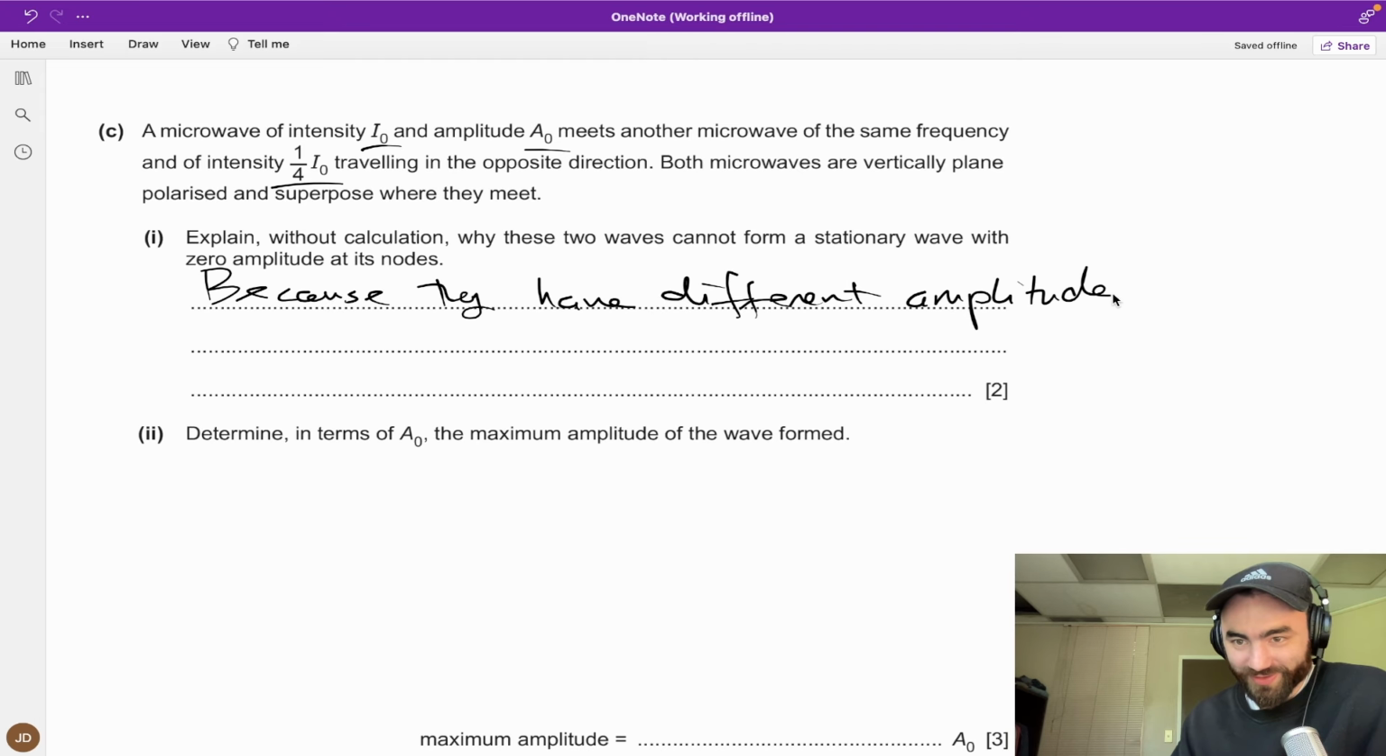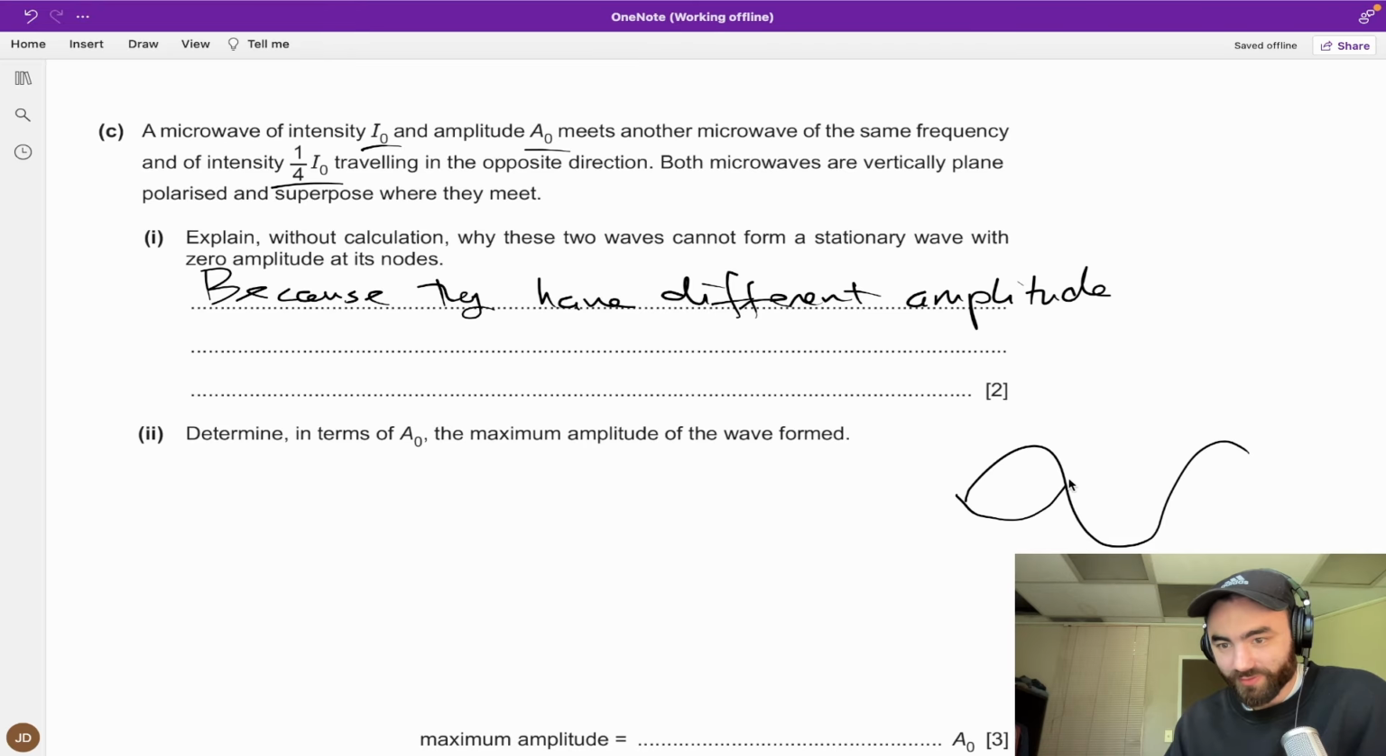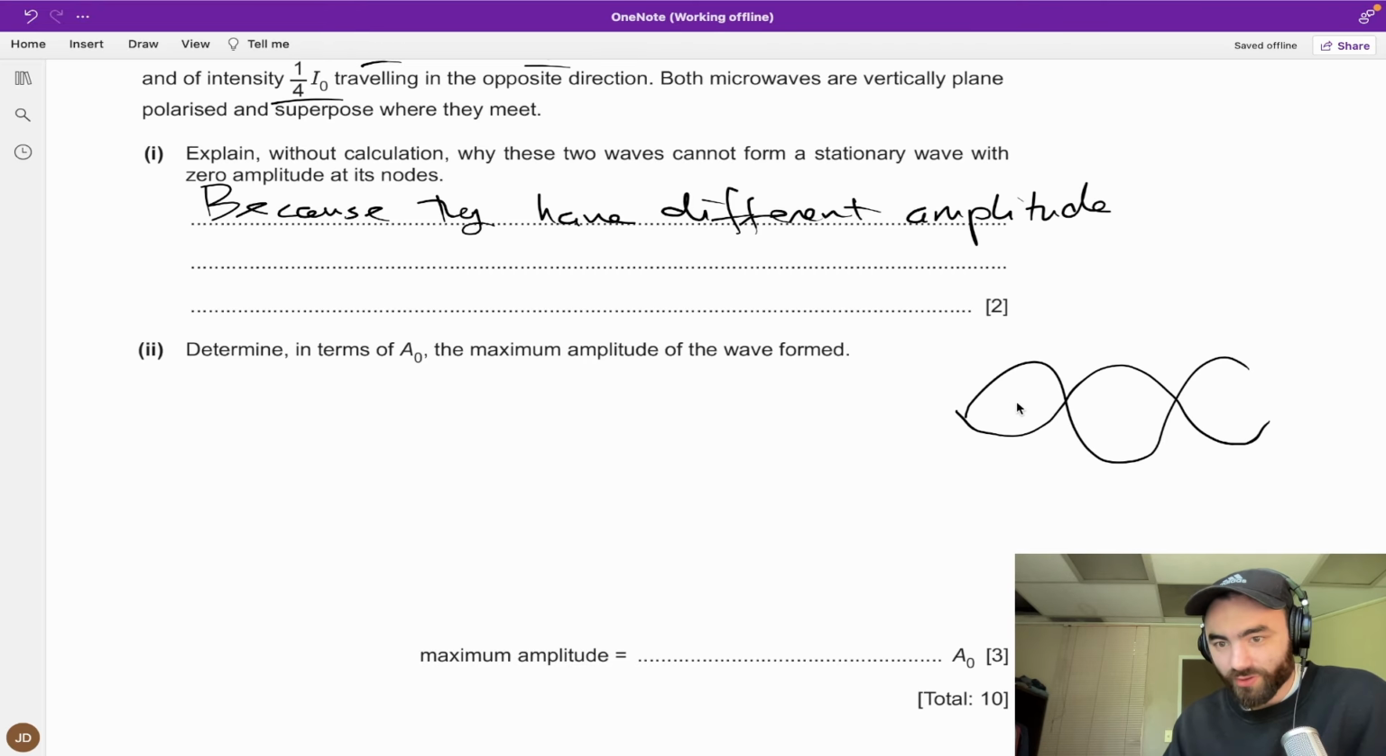I feel like this video is getting so long. But you can't form a node. We talked about this before in the previous video. The node will form where these two waves cancel out. Well, if you've got one wave up here and the other one down here, they're not going to be able to cancel out, so you can't form a node.